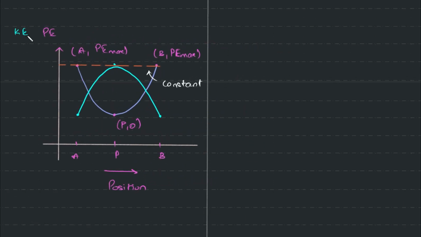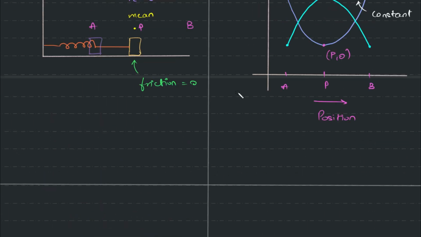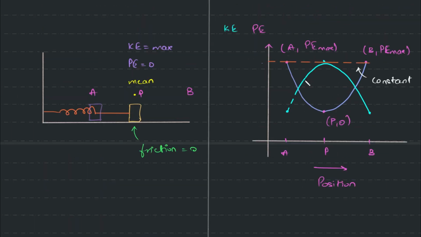Actually, a few more corrections. So we are not talking about this kinetic energy over here. The graph is asking us to find the kinetic energy by subtracting the potential energy from the constant value. Okay, so let me change this.